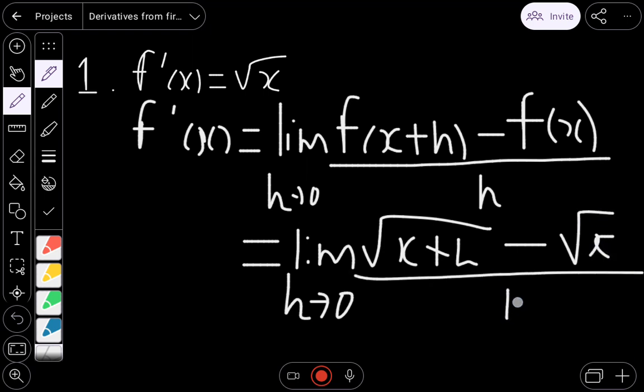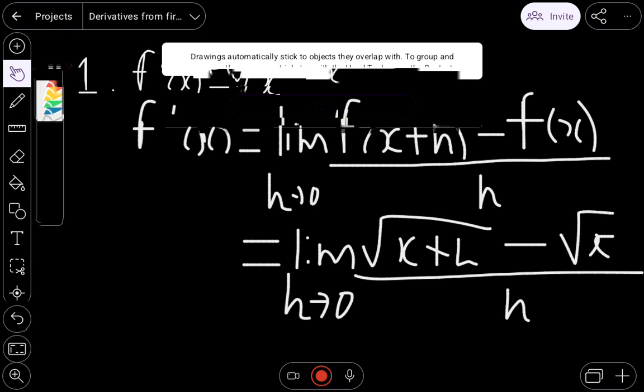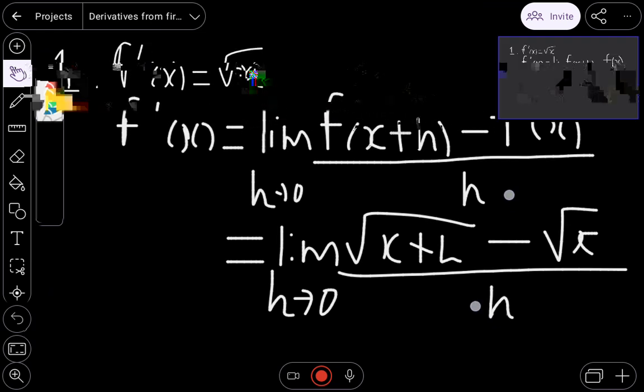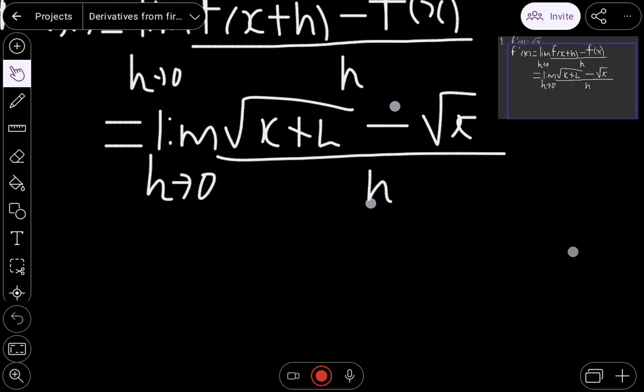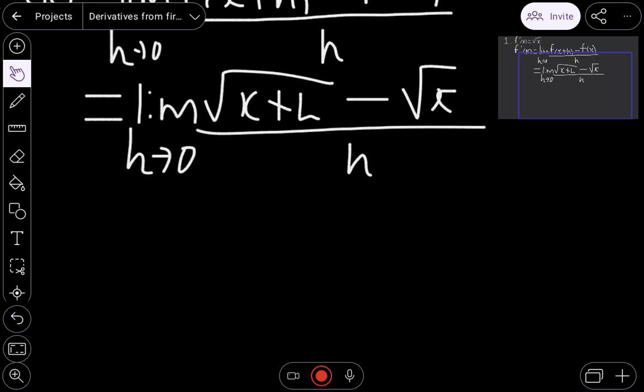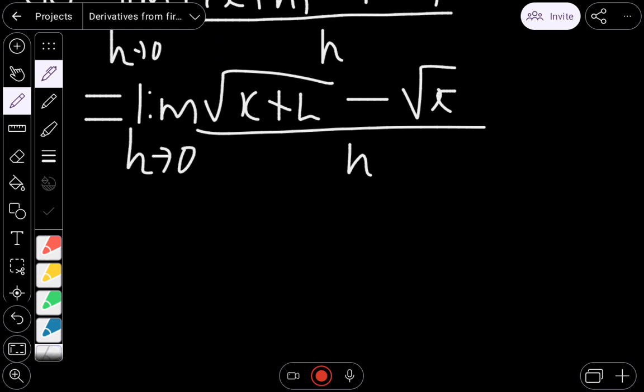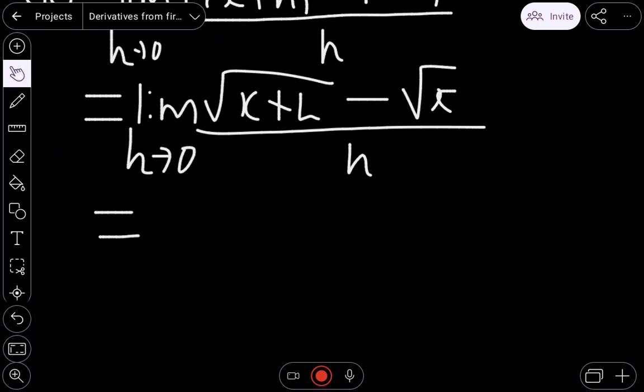Then divided by h. So now I'm just gonna move this here. Right? So now I'm not gonna forget selecting the pen again. Fine. Now here comes the tricky part. Most learners get stuck here, they don't know what to do right after this. And obviously if I substitute h with 0 in this equation, let me show you what I'm gonna get.